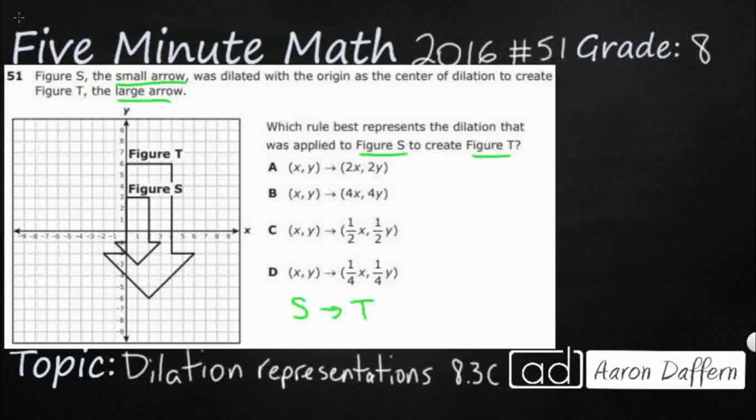Well, even if we couldn't see it, they go ahead and tell you that figure S is small and figure T is large, and we're going from small to large. So I'm going to put small to large, and that's important because we can automatically eliminate two of these answer choices just because we know we're going from small to large. Because take a look at these scale factors. So we're multiplying by 2, by 4, by 1/2, and by 1/4.